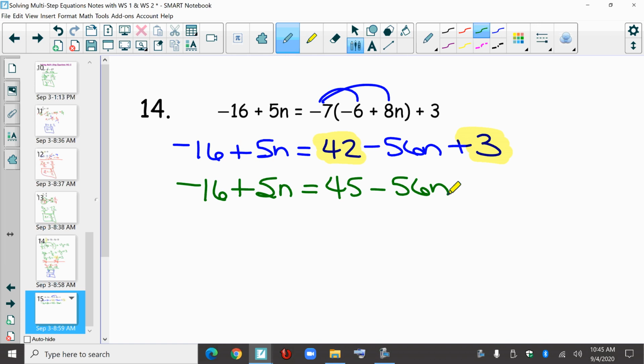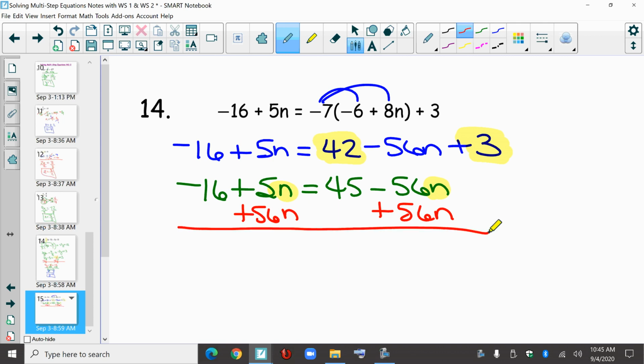Okay, so now I have my variables on both sides, and I need to find the smaller variable. Which one's smaller, 5 or negative 56? Negative 56 is definitely smaller, so we are going to add 56n to both sides, and we're putting that underneath its like term. I'm going to add straight down, so negative 16n plus 56n is going to give you a 61n is equal to 45. The 56's cancel out.